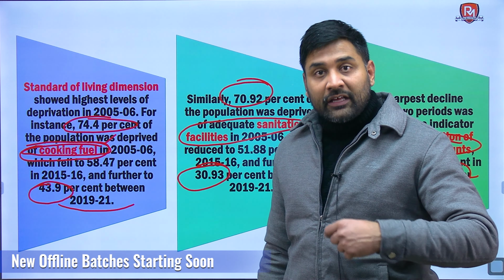Next, as I said, Bihar, Jharkhand and Uttar Pradesh have performed well, and the number of multidimensional poor in these states has reduced as compared to earlier times. So now the next thing is, what are the remarks?